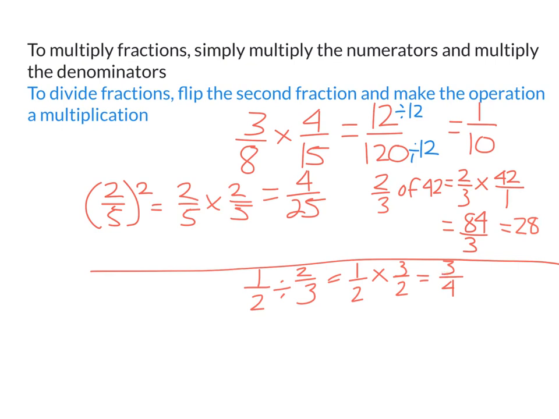So the reason for this is division and multiplication are essentially the same thing. Dividing by 2 is the same as timesing by a half. You know that a half of 40 is the same as 40 divided by 2. So that's why this works.